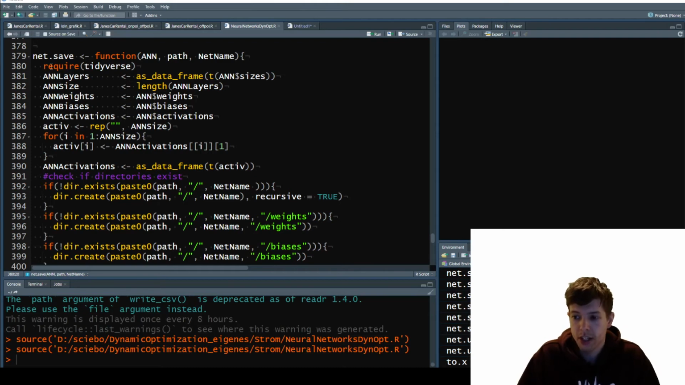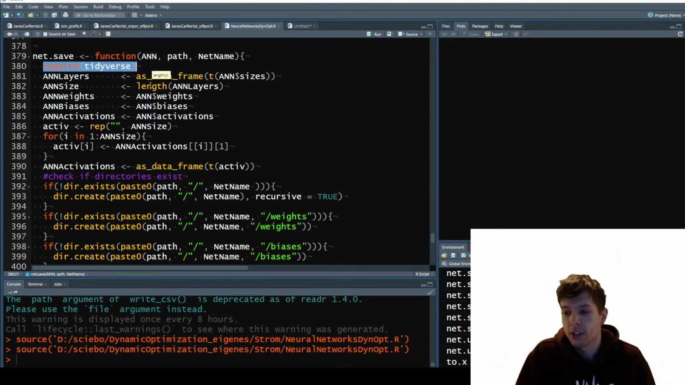A little mistake from myself, the net save function needs a require tidyverse before it works. So you either need to have loaded the tidyverse anyways, or you need to put in the line require tidyverse as the very first line for the net save function in order to store the net on your computer.